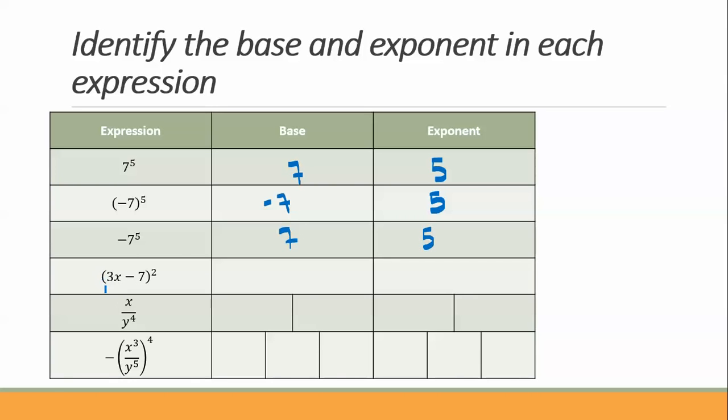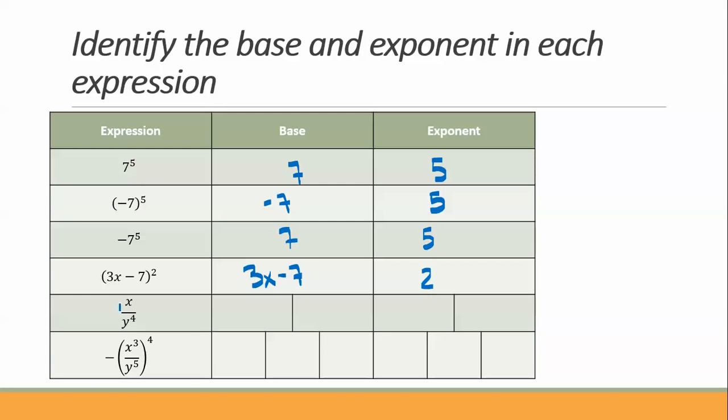Here we have the quantity 3x minus 7 squared. The exponent 2 is touching the parentheses, so our base is 3x minus 7, and our exponent is 2.